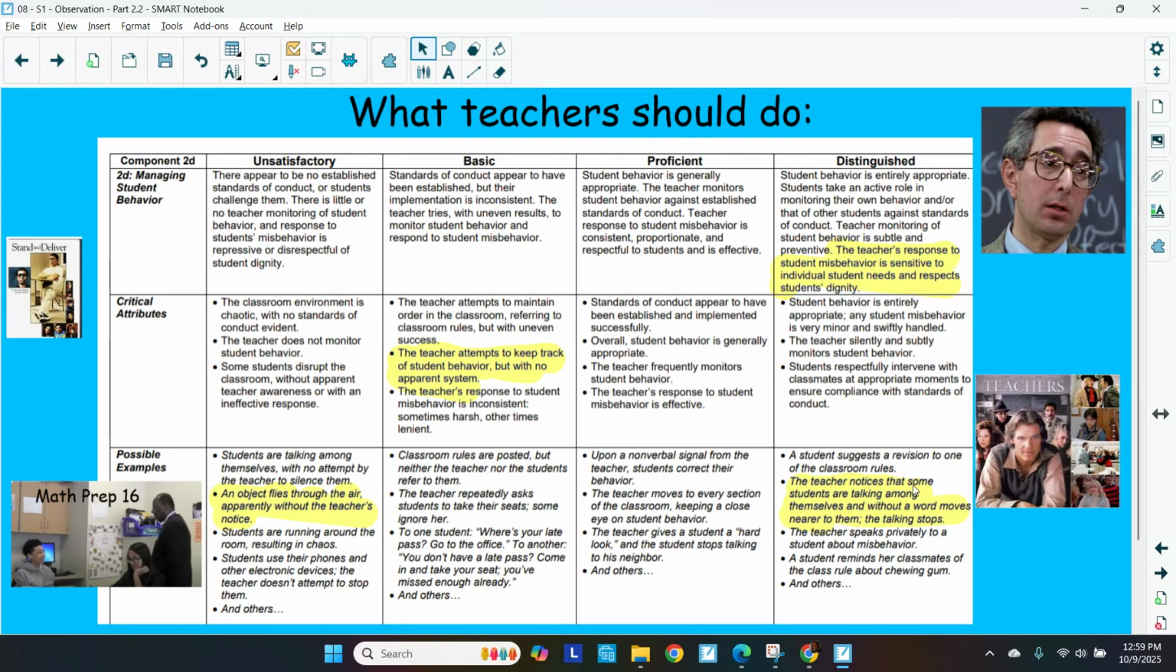And the teacher notices some students are talking among themselves and without a word moves nearer to them and the talking stops. Very good trick to know.